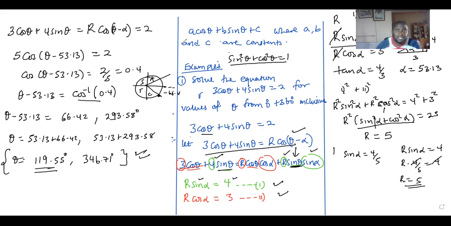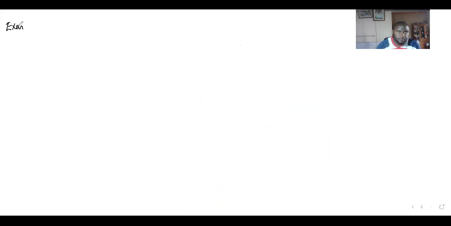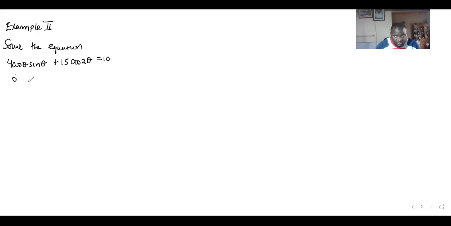Hope you've taken the screenshot. Let's look at example 2. Solve the equation for cos theta sin theta plus 15 cos 2 theta is equal to 10, for 0 less or equal to theta less or equal to 360 degrees. There we go.